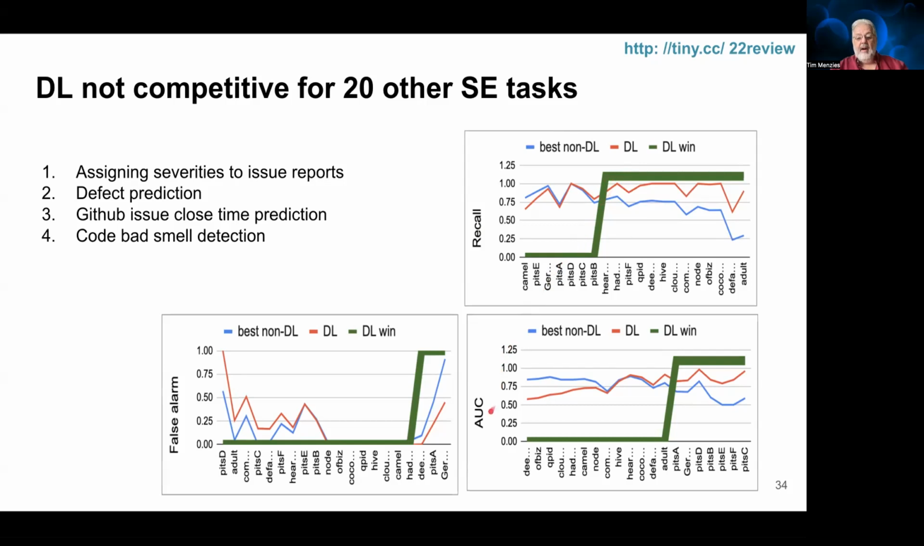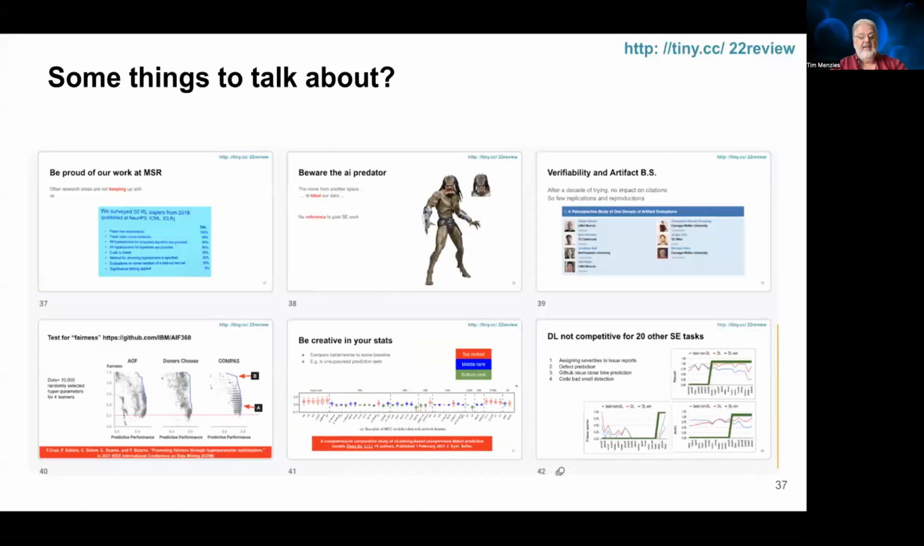But when we go to combined measures like AUC, yes, there are situations where deep learning is much better than non-deep learning. But at the other end, there are also situations where non-deep learning is better than deep learning. So deep learning is a great technology and we should explore it and it has applications, but don't get too carried away from it. Okay, and there's other things here.